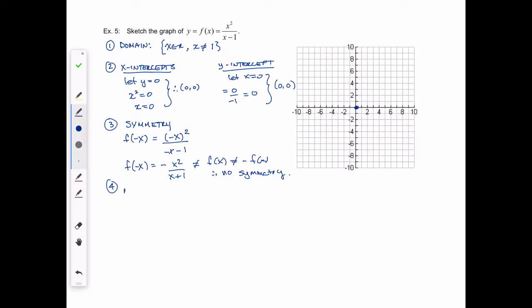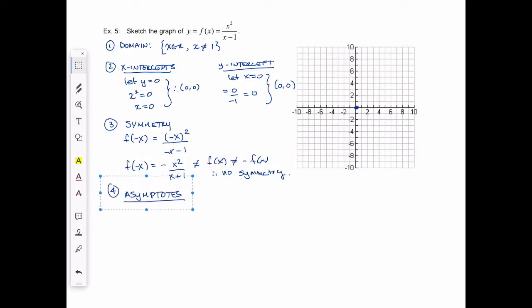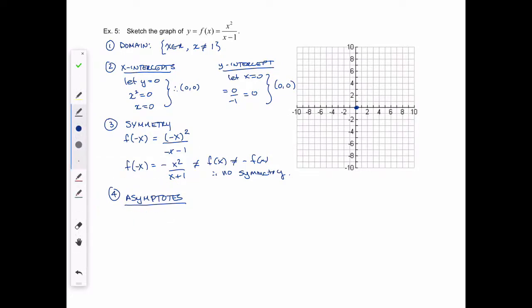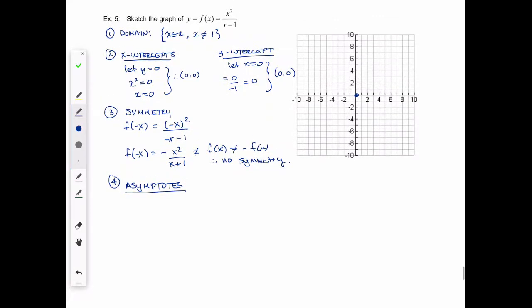For step 4, we're talking about asymptotes. I'll move that down a little bit, it's kind of squished. And for the vertical asymptote, we know that the denominator cannot equal 0, so x minus 1 cannot equal 0. Therefore, x cannot equal 1, so it's my vertical asymptote. I can plot it on there. X equals, let's say -1, sorry, it's +1. So there it is.